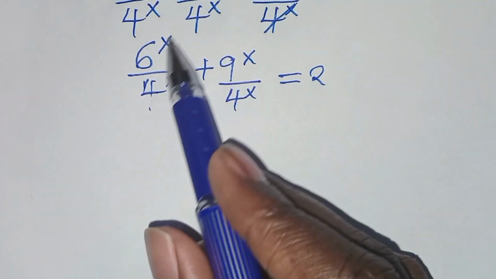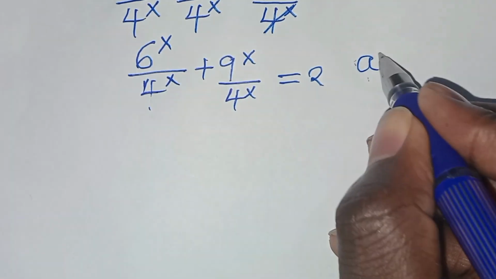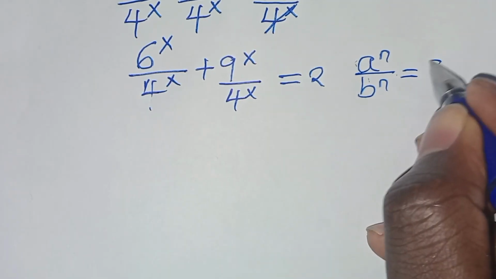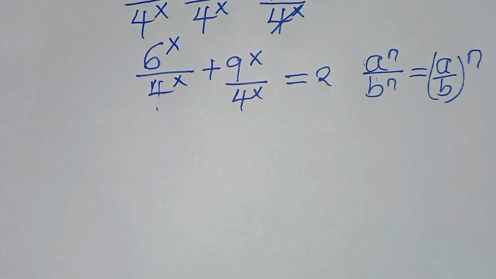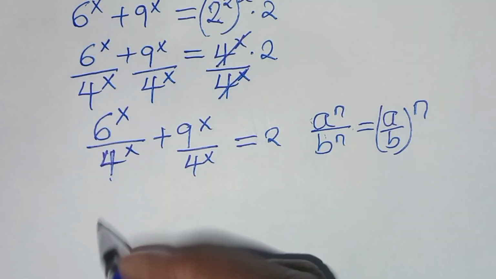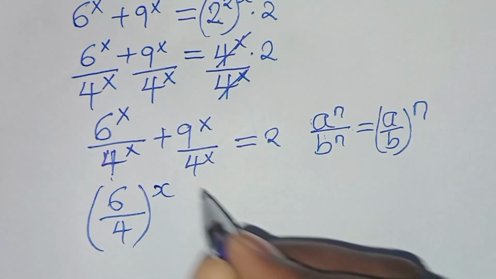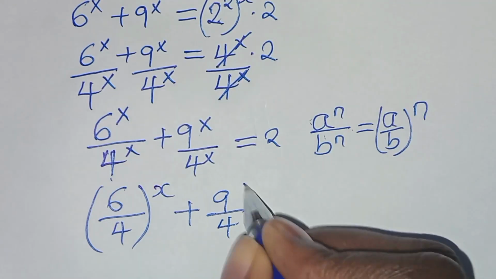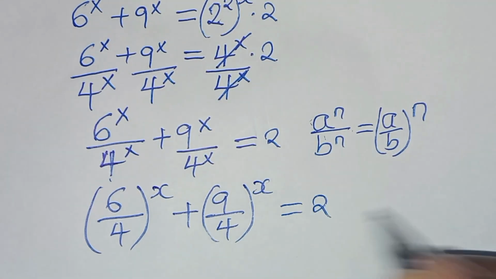Now, you find that 6 to the power of x over 4 to the power of x is in the form of a to the power n over b to the power n, which we can express as a over b raised to the power n. Now, here we have 6 over 4 raised to the power x, then plus, here we have 9 over 4 raised to the power x. This is equal to 2.